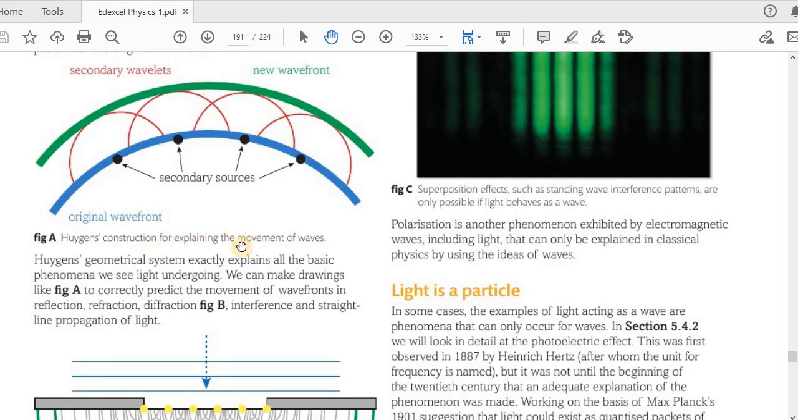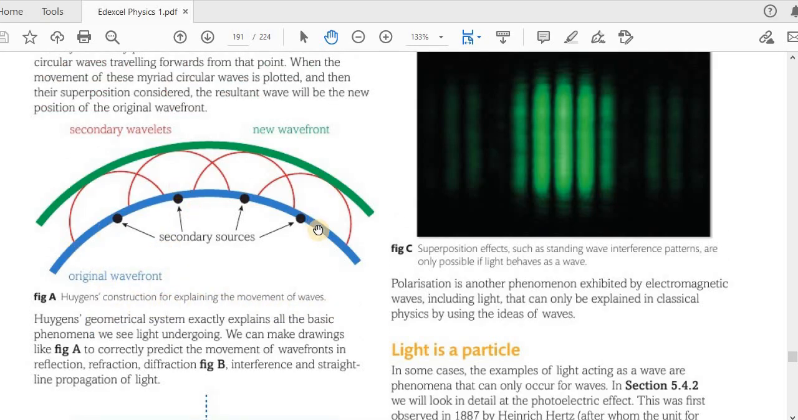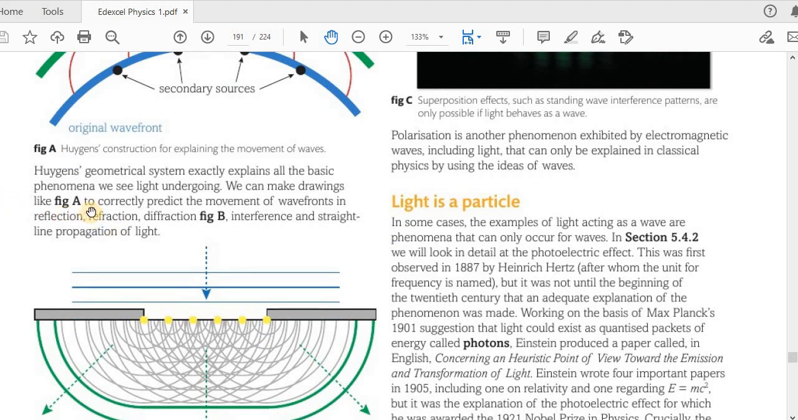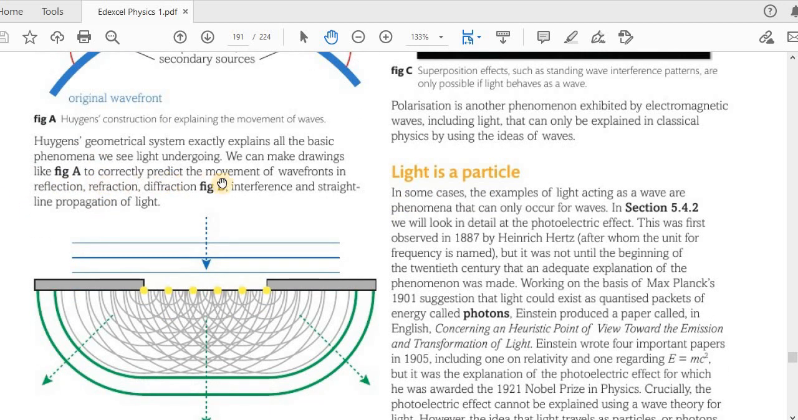Huygens construction for explaining the movement of waves. So here you see the original wavefront, new wavefront, secondary wavelets. Huygens' geometrical system exactly explains all the basic phenomena we see light undergoing. We can make drawings like figure A to correctly predict the movement of wavefronts in reflection, refraction, diffraction.